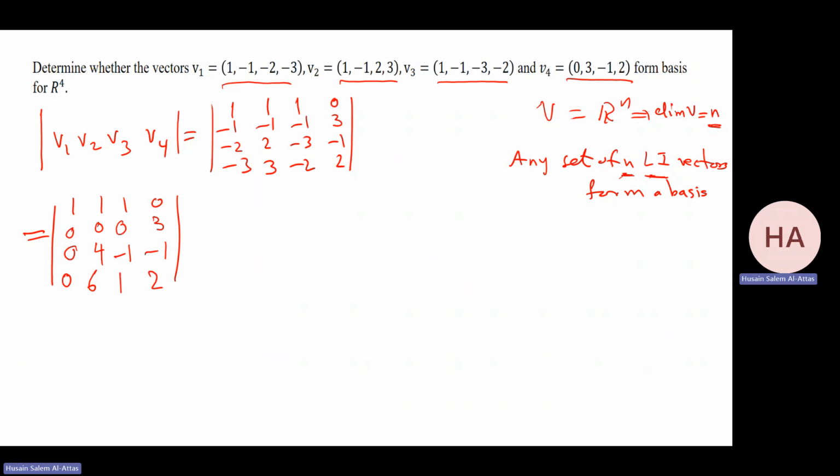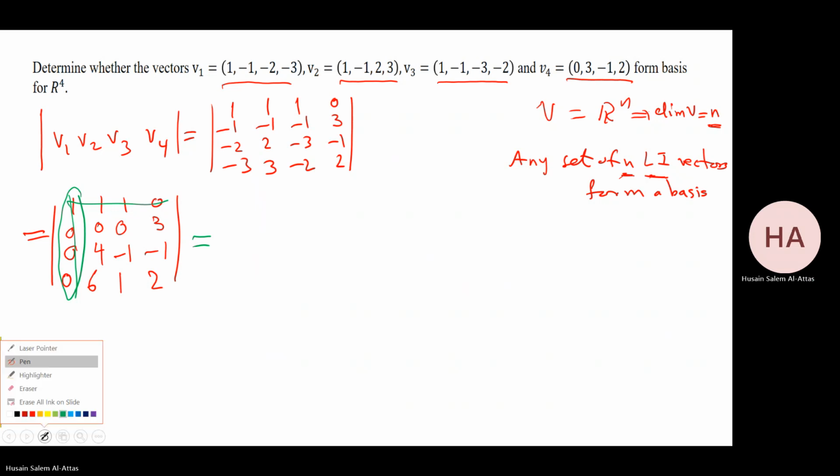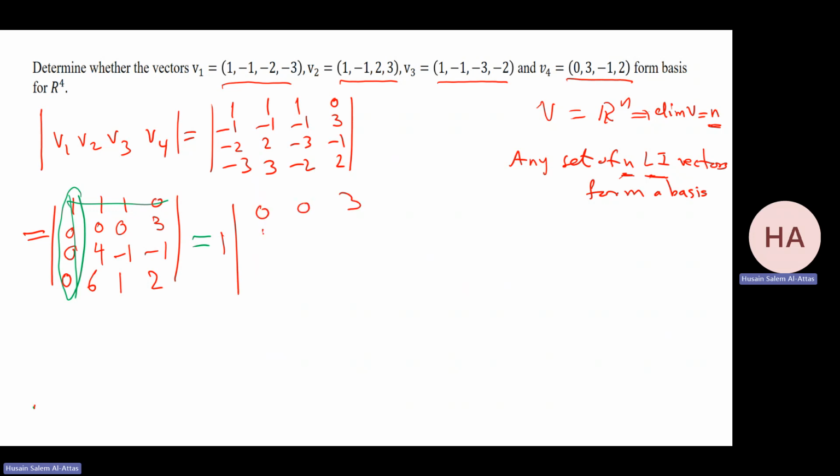Now I'll do the expansion with the first column. Find the determinant. So I have cancelled this with this to get what? The determinant is 1 times the determinant of the remaining: 0, 0, 3, 4, minus 1, minus 1, 6, 1, 2.